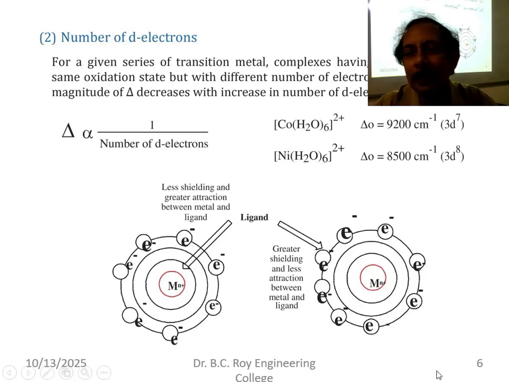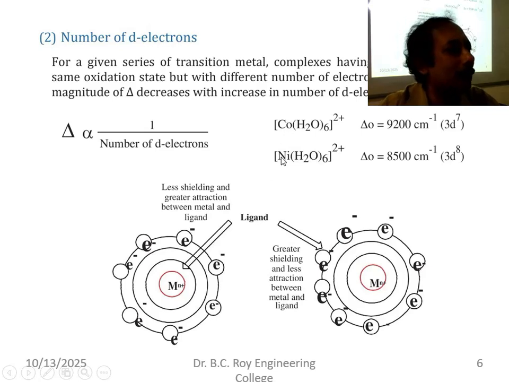Same molecule, everything same. Only difference is the d electron. Okay, so obviously the atomic number must be different. Otherwise, how will the d electron be different? Cannot be different, no?